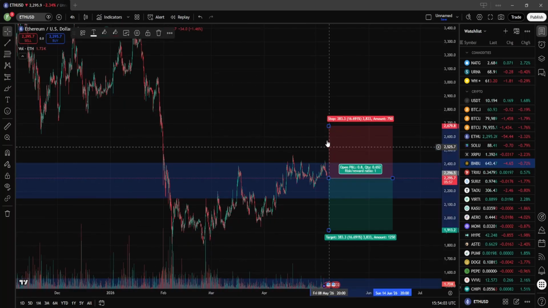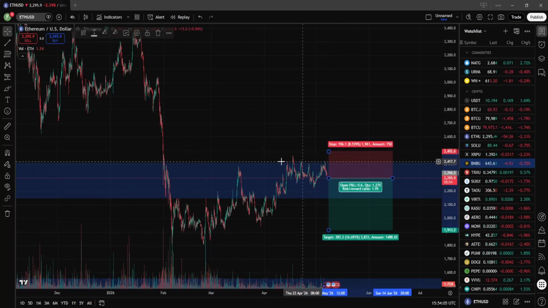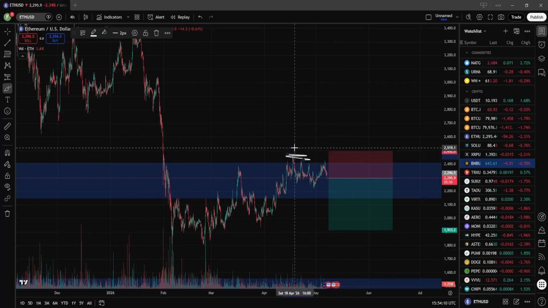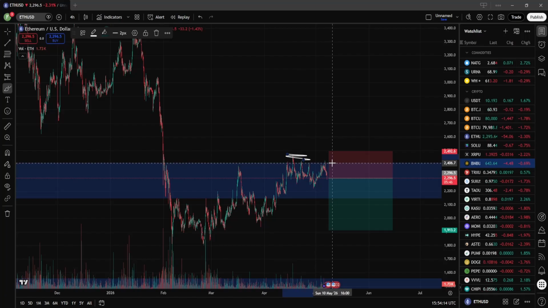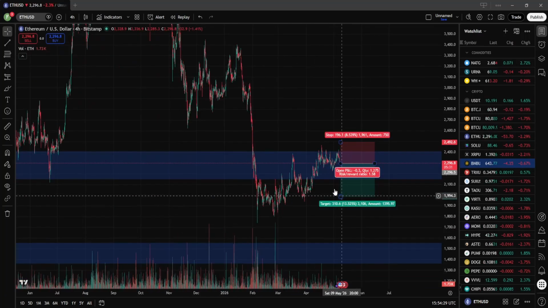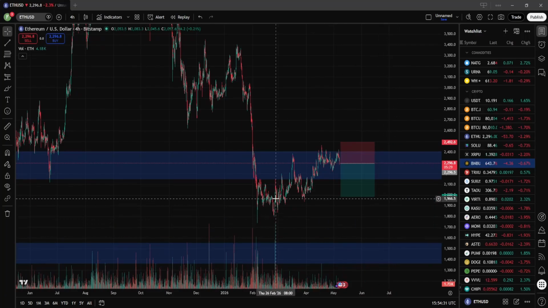So then maybe you would put a short here, and you put the stop loss above these highs. So that if it goes back above those again, then it invalidates the trade and you're out of the trade. And then you just target back down here. Don't be too greedy with it. Don't try to shoot all the way to the moon, or in this case all the way to hell.